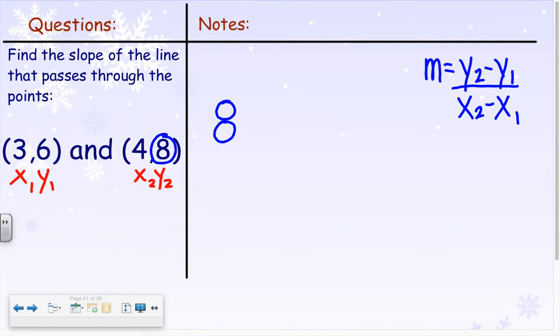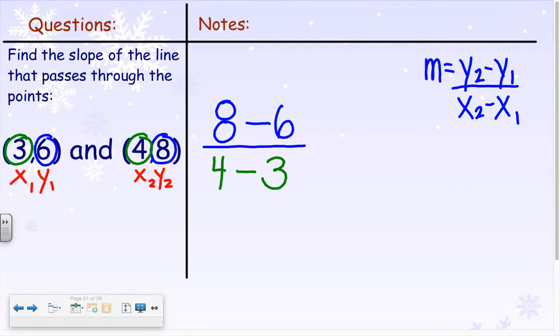Make sure you remember that the formula is subtraction, so it's going to be 8 minus. And then my formula says after y2 minus, it's y1, which is 6. So that is the top of my fraction. Then when I go to the bottom of my fraction, I have x2 minus x1. So x2 is 4 minus x1 is 3.